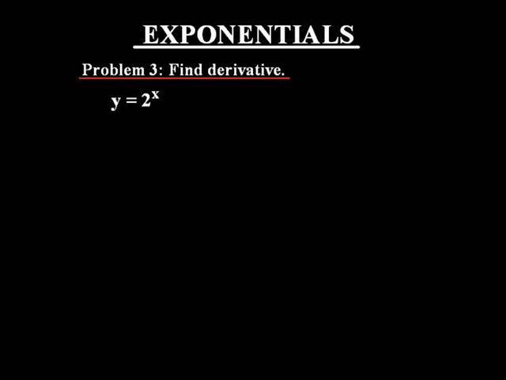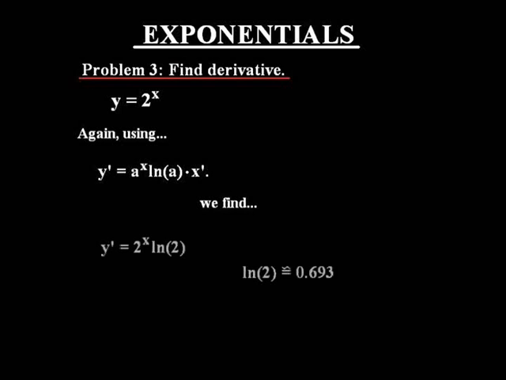Find the derivative of y equals 2 to the exponent x. Well, from the already known derivative of an exponential, we can find that y prime is equal to 2 to the exponent x multiplied by ln of 2. And ln of 2 is approximately equal to 0.693. So if you wanted to, you could say that the answer is 0.693 multiplied by 2 to the exponent x. Alright, let's move on to problem 4.